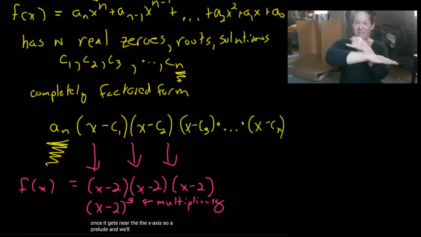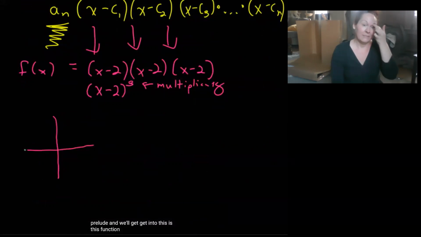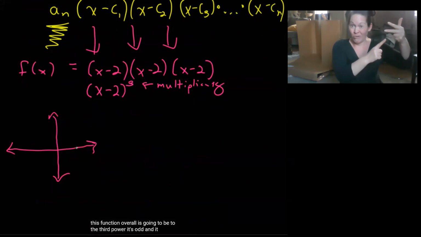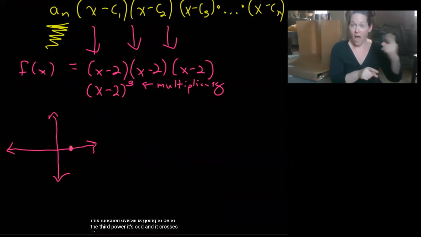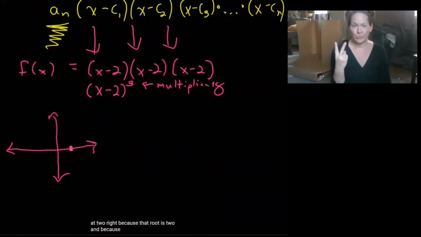So prelude, and we'll get into this, is this function overall is going to be to the 3rd power. It's odd, and it crosses at 2, right? Because that root is 2. And because this goes 3 times here, it actually punches through at 2.